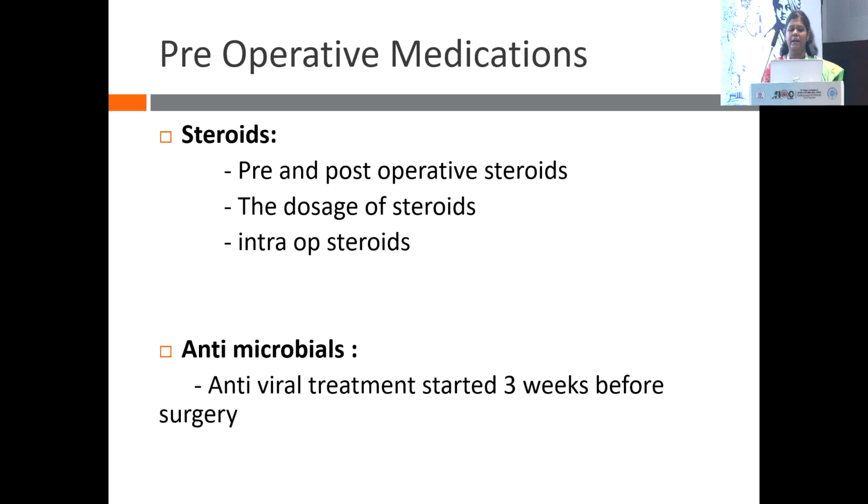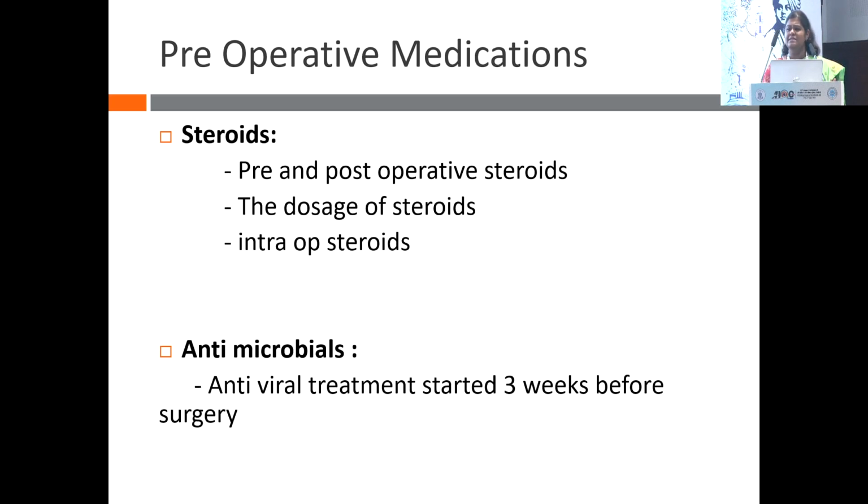This is the main part, preoperative medication. The first and foremost is steroids. The dosage of the steroid in the pre and postoperative period will depend mainly on the type of uveitis and the course of the patient with the disease so far. And again, you can go for intraoperative steroids also. It can be subconjunctival, intracameral, or intravitreal, but this will depend on the tissue handling and the anatomical location of the disease to begin with.